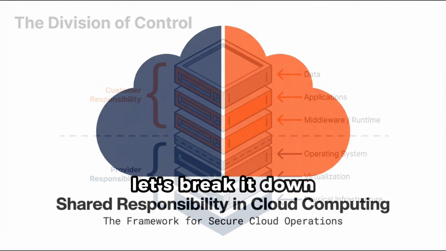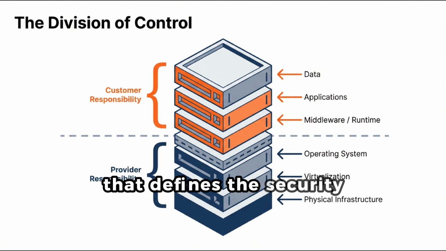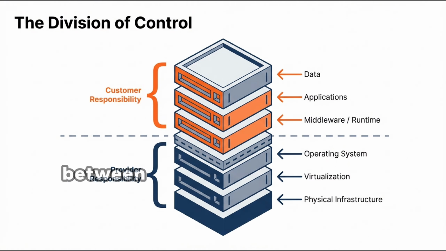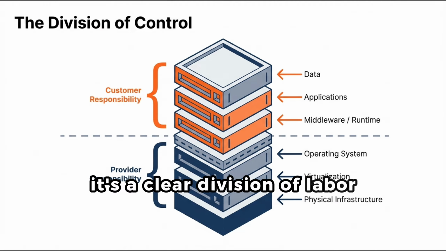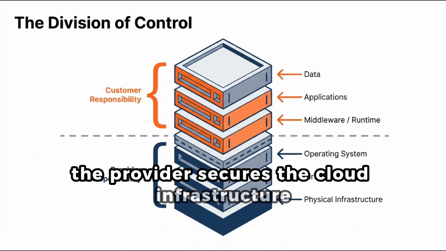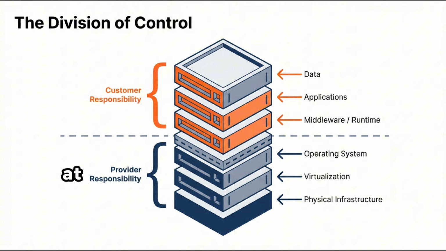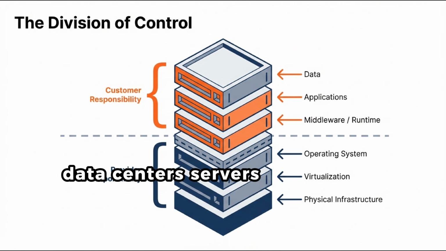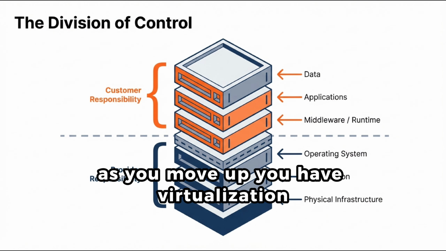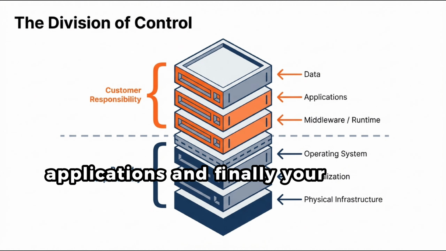Let's break it down. The shared responsibility model is a framework that defines the security and operational responsibilities between cloud service providers and their customers. It's a clear division of labor. The provider secures the cloud infrastructure, and you secure what you put in the cloud. Think of it as a stack. At the bottom, you have physical infrastructure, data centers, servers, networking hardware. As you move up, you have virtualization, operating systems, middleware, applications, and finally, your data at the top.